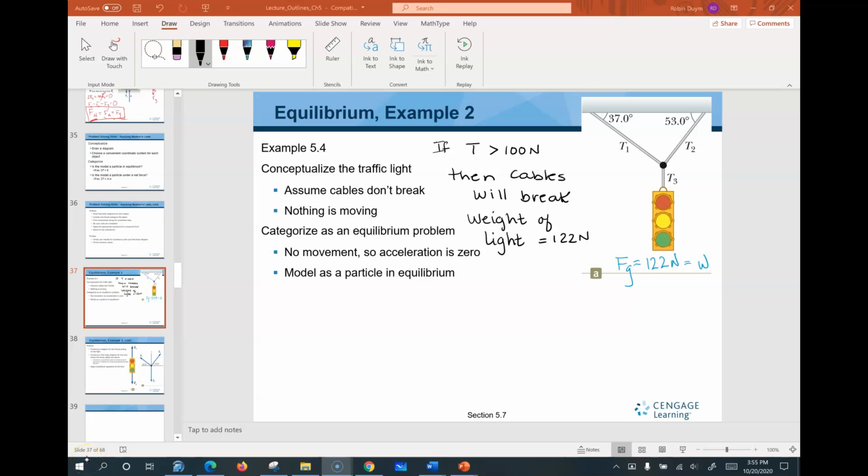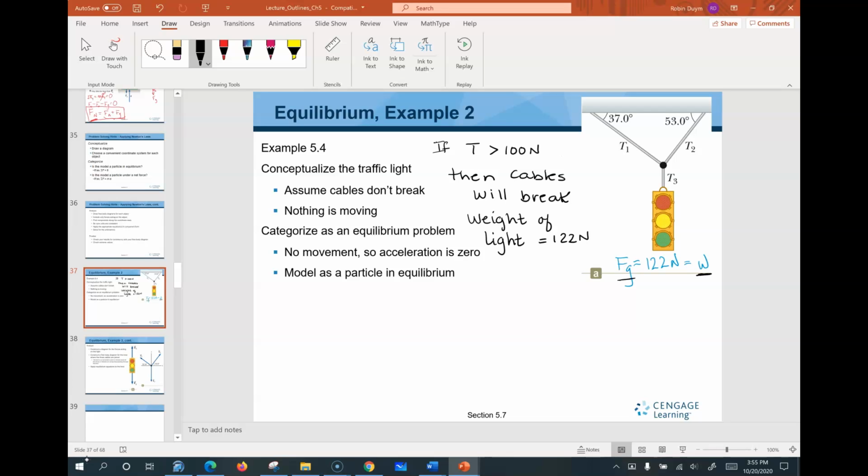Okay, here's a traffic light problem that we started in class today, and we finished, but we didn't actually finish all the math. So I'm putting this up here just in case you need it to go over. You have this traffic light. It's got a weight of 122 newtons. So we know weight is your force of gravity.